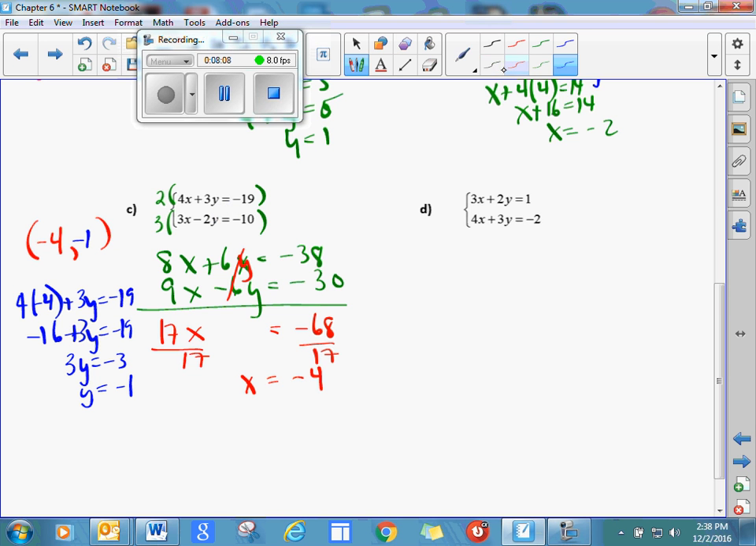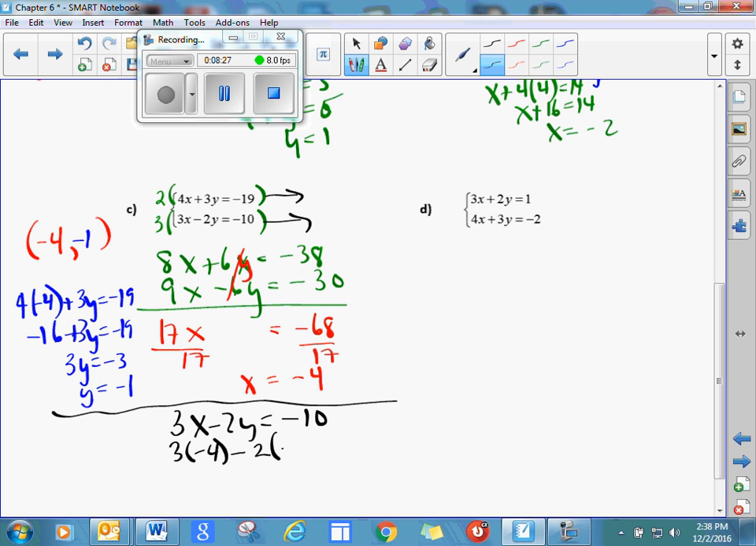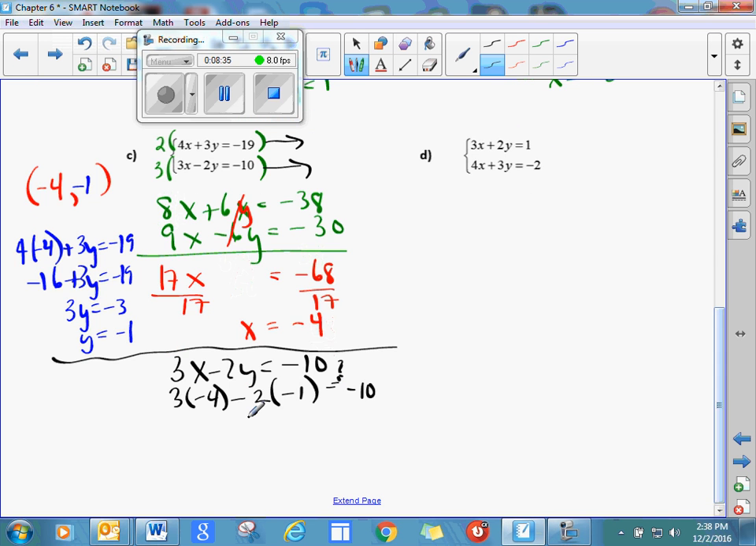So I might think I'm finished, but I'm not. Your third step should be your check. I used this equation to find y, so I'm going to use this equation for the check. 3x minus 2y equals -10. So 3 times -4 minus 2 times -1. Is that really equal to -10? That's a question mark. So let's see. -12 plus 2. Yep. So pretty confident about our answer.